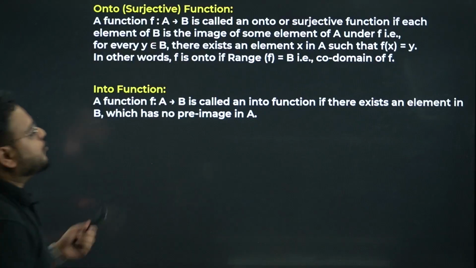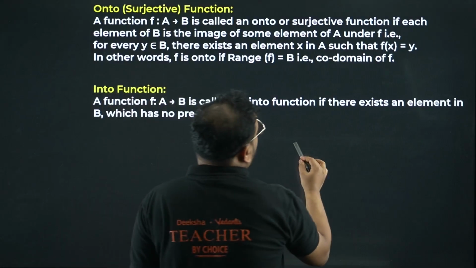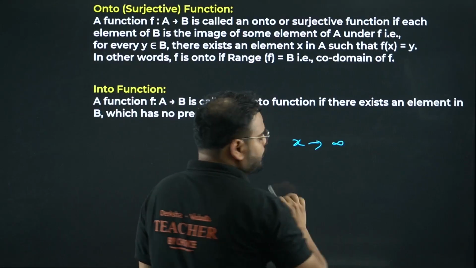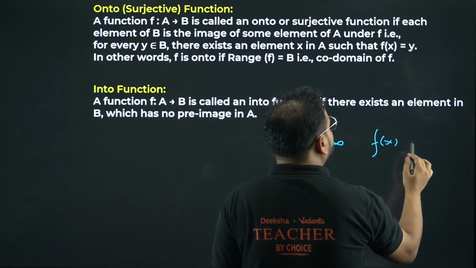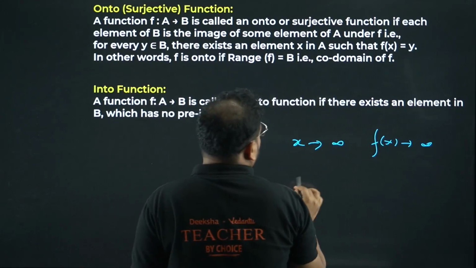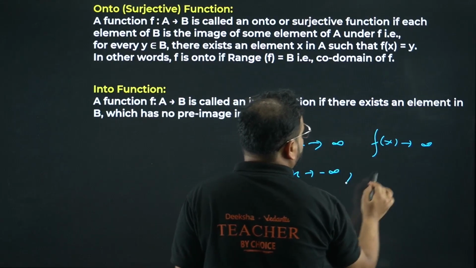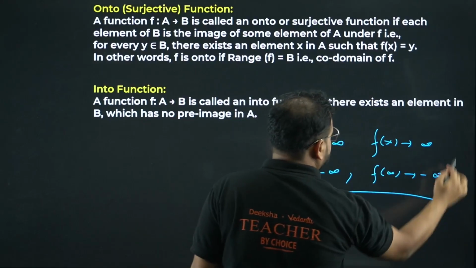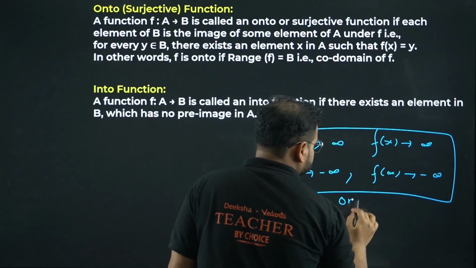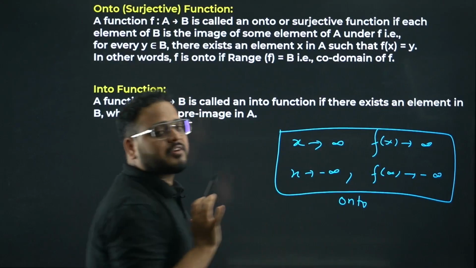Now we have onto. For onto, we have a shortcut. Remember, when you take x to infinity, the function should again move to infinity. And if I take x to negative infinity, f(x) should move to negative infinity. This is called an onto function. If you're getting this relation, we'll call the function onto.